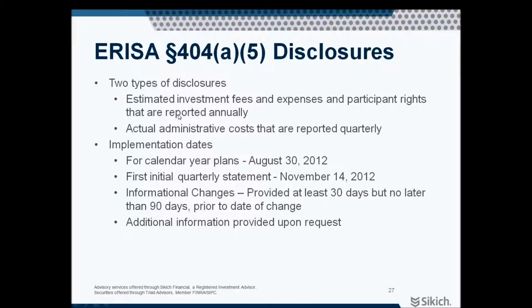So ERISA 404(a)(5) disclosures, there's two types of disclosures. The disclosures should include the estimated investment fees and expenses and participant rights that are reported on an annual basis. And then on a quarterly basis, you must provide the actual administrative costs. All right. Implementation dates, basically last August was when these should have been required. And probably for most of you, you're seeing maybe a new supplement in your enrollment book, and probably an additional form within your quarterly statements that include all these new disclosures.